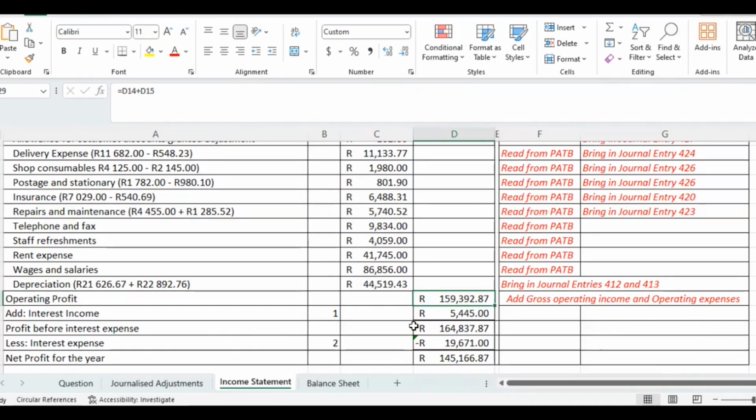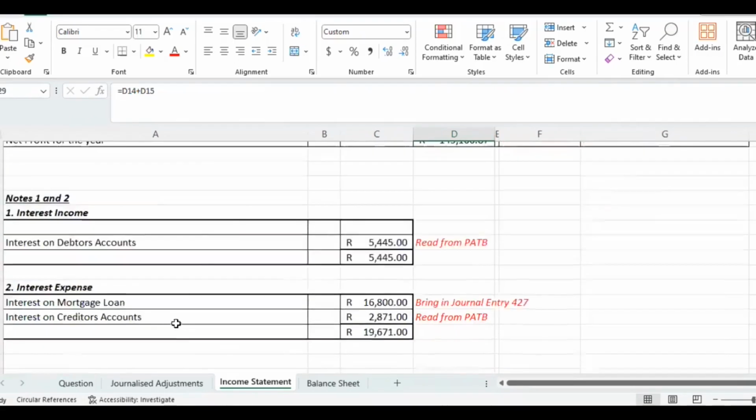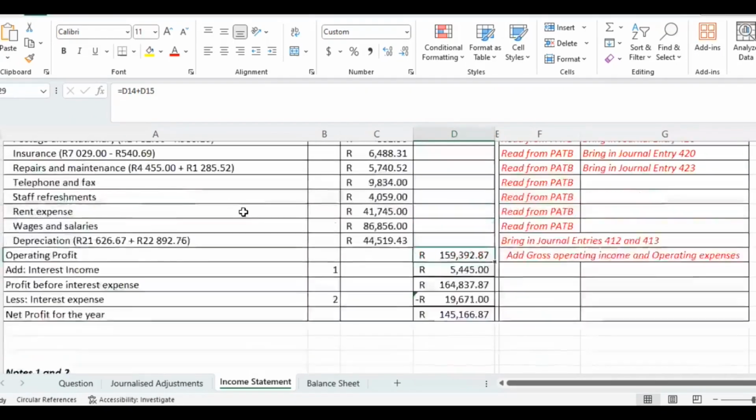Now, when we did our journalized adjustments, we also made calculations too, but those journals are internal documents, so we don't have to prepare those as notes. Nobody else outside the company is going to see that. But when it comes to our financial statements, our income statement and our balance sheet, remember, those are for external stakeholders. They will want to see it, and we can't just put an amount there. We must indicate to them how we got to that amount, and that is why I have notes 1 and 2 here on the income statement.